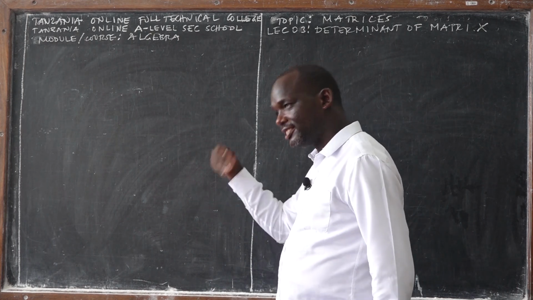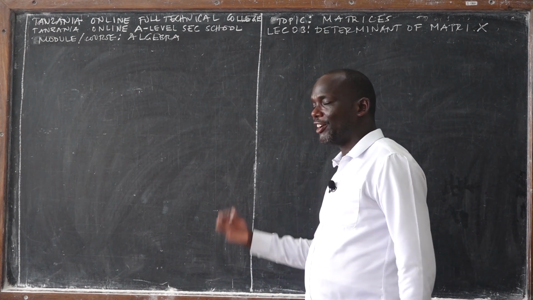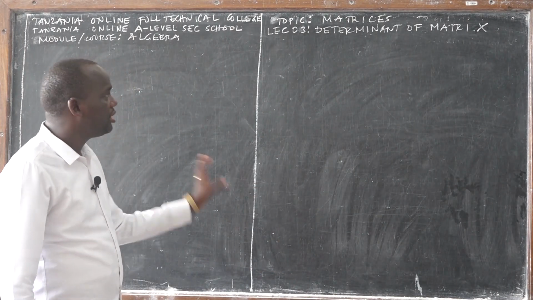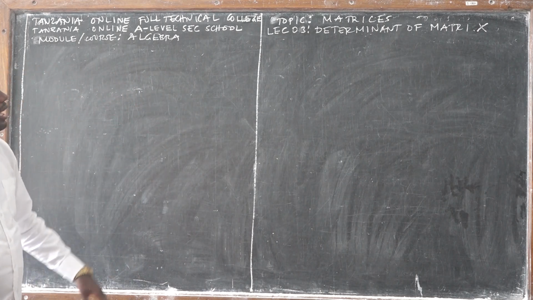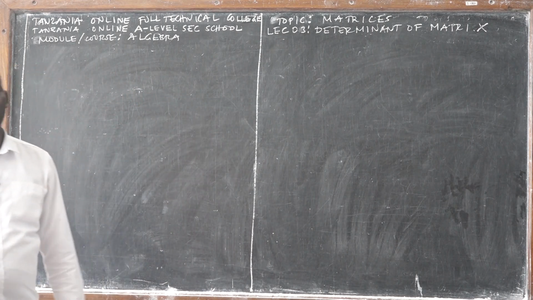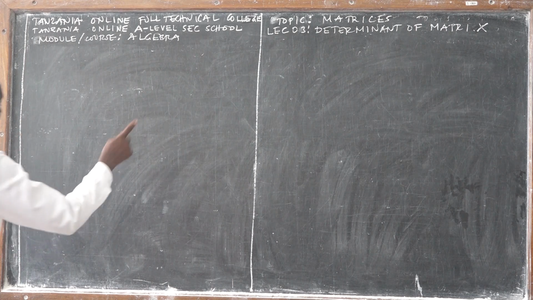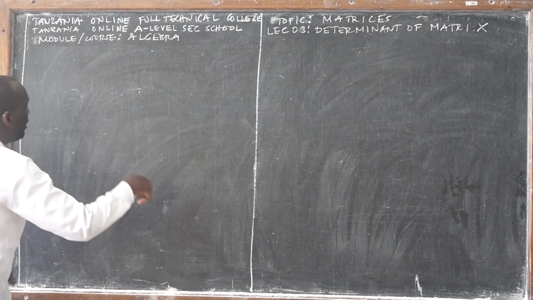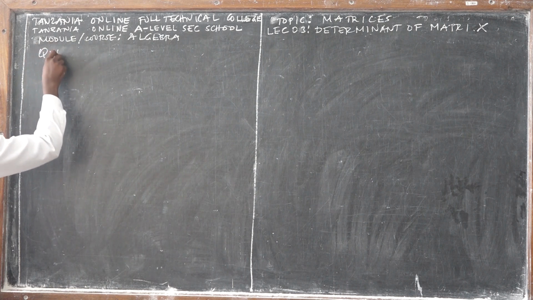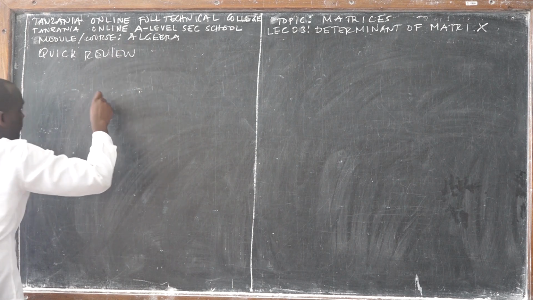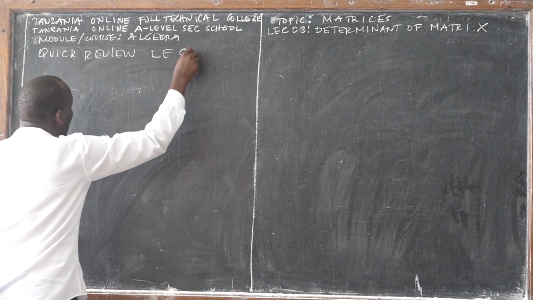Algebra is a topic in Advanced Pure Mathematics from Form 5. We have the topic called matrices, because Algebra is a broad topic, and we are in lecture 3, determinants of the matrix. We had lecture 1 and lecture 2, so let us do a quick review of lecture 2, then we start the contents of lecture 3.